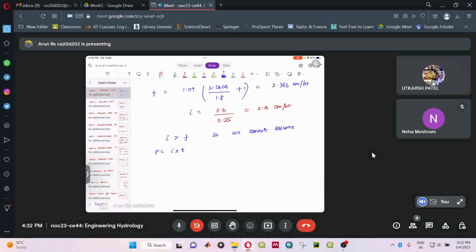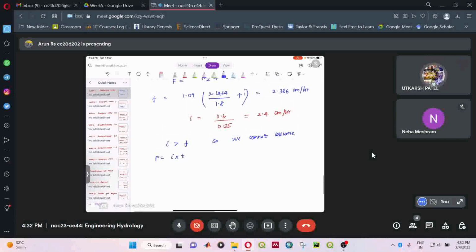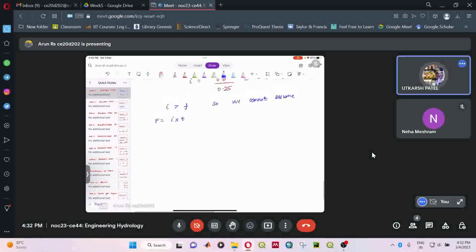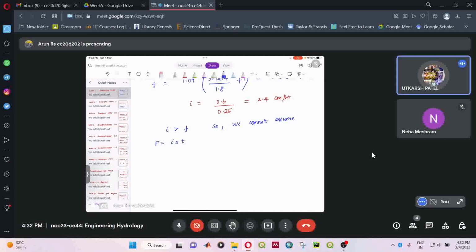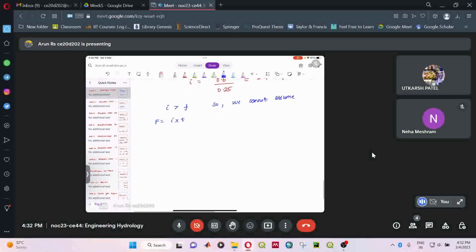Now what we are going to do is find out what is the error that we are making by assuming your F as 1.8 centimeter. We found the infiltration rate to be 2.386. If we round it to one decimal, it will also be 2.4 centimeter per hour. So we are going to find out the error in the approximation.